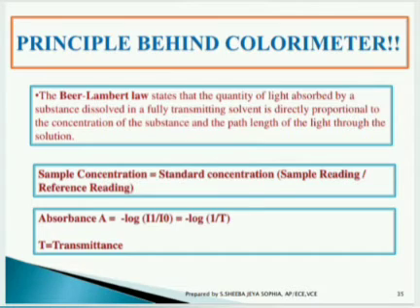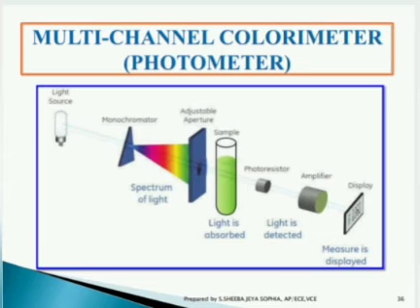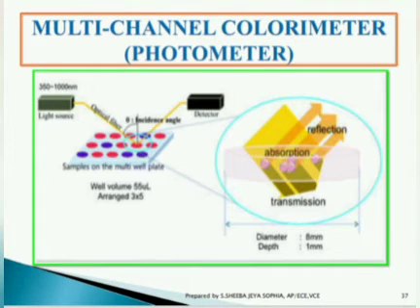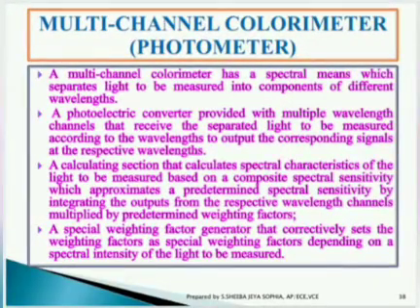Moving to the multi-channel colorimeter photometer, it is nothing but an array of colorimeters, where samples are placed in at a time, and a value is measured. A multi-channel colorimeter has a spectral means which separates the light to be measured into components of different wavelengths. So this is about the PO2, PCO2 and pH measurements along with the colorimetric measurements.